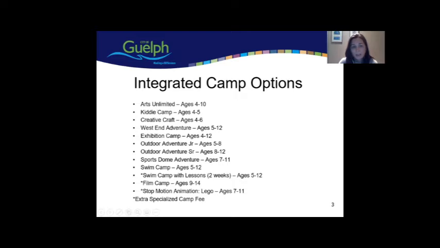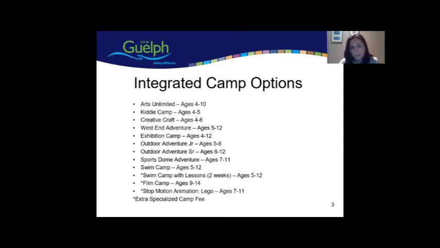We've got arts camp, we've got a kiddie camp for the younger age group, creative crafts. West End Adventure Camp is a bit of a mixed bag of typical camp activities. We've got some outdoor adventure camps. We also have a few camps focused around swimming. We've got a 2-week swim camp where your child would receive a swim lesson each day. And then I had mentioned we have some of our specialized camps, film camp and stop motion animation Lego. So you can see there's quite a wide variety.